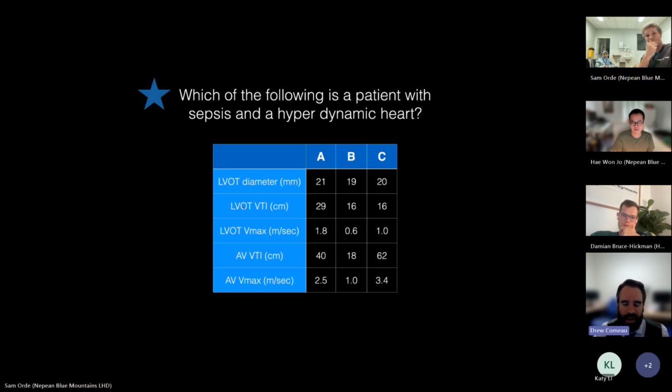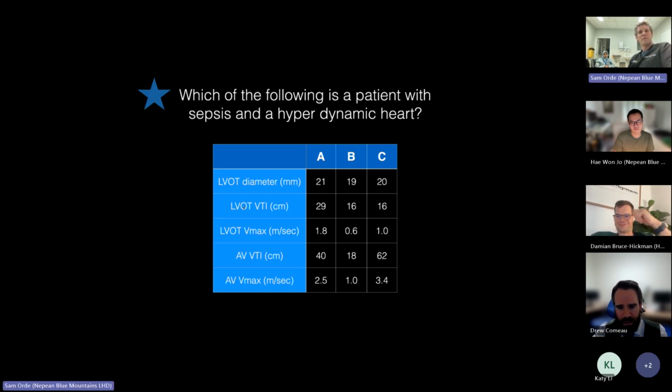Sorry, with hyperdynamic heart function, you'd see an LVOT VTI that would be greater. So I'm looking at a 2.5 or the Vmax. So in C, the Vmax is higher. VTI. Well, I made this a bit hard, haven't I? I forgot to look through this. Because you'd be forgiven for thinking, what do you reckon?